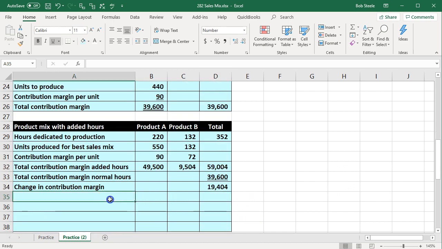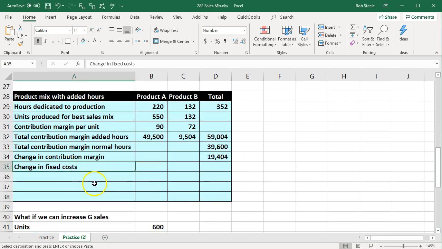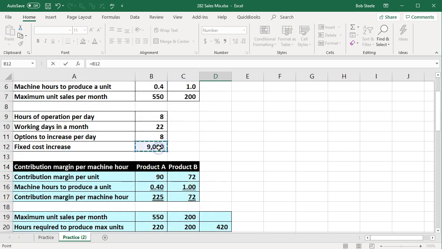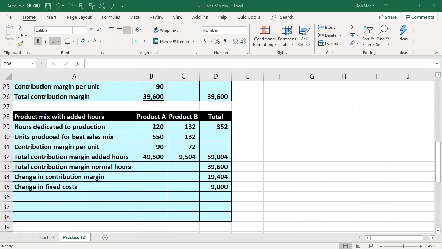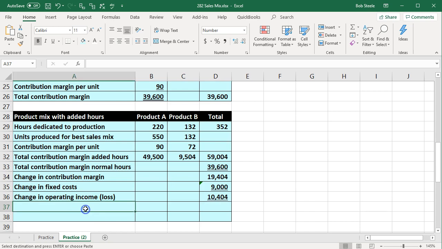So we have a higher contribution margin, but of course we also had to increase the fixed costs. So we had a change in the fixed costs to consider whether this is going to be a good thing to do. The change in the fixed costs is going to be equal to 9,000. If we subtract those two out, the change in operating income is going to be equal to the 19,404 minus the 9,000. So it's 10,404, and that's going to be an increase.